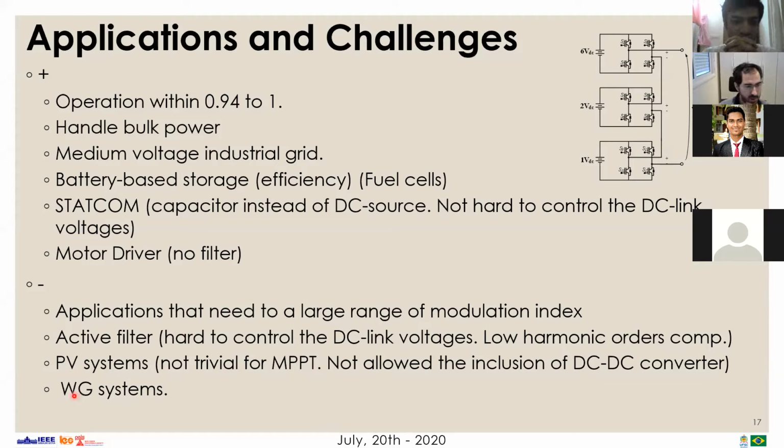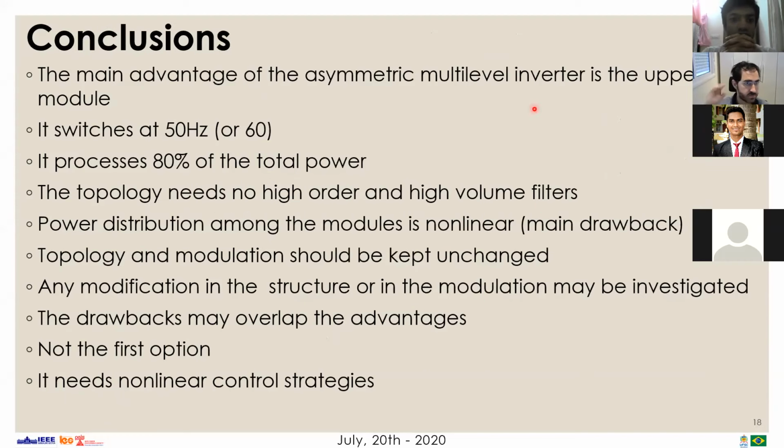Yes. The wind generator system is also... This topology is not so good because, considering that this inverter is the grid side converter for a complete back-to-back wind generator system, since you need isolated DC sources at the DC link, this is not attractive. So therefore, this inverter is not good for wind generator systems. Of course, this is my point of view. You may agree or not, but again, there are a lot of challenges that must be solved before using this topology in other applications. Okay, some conclusions.